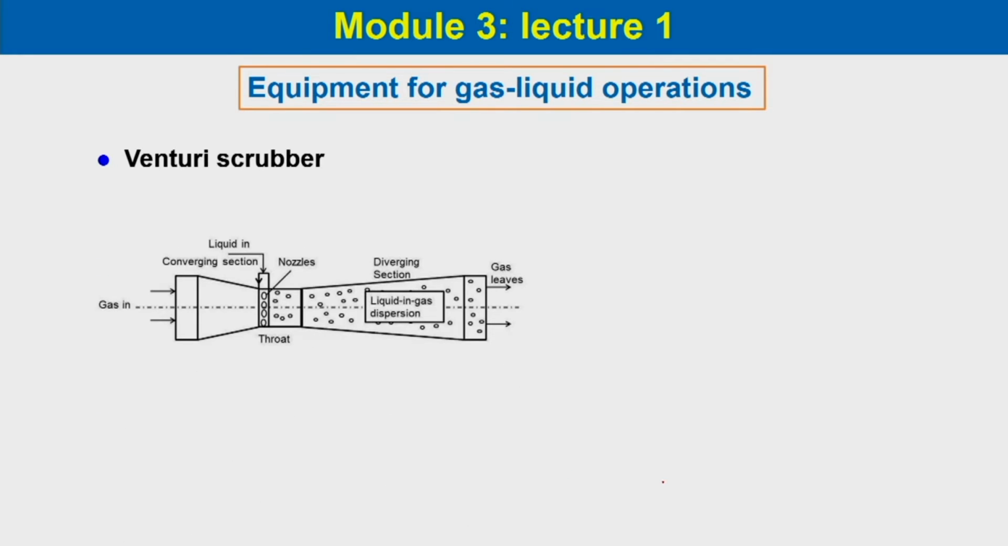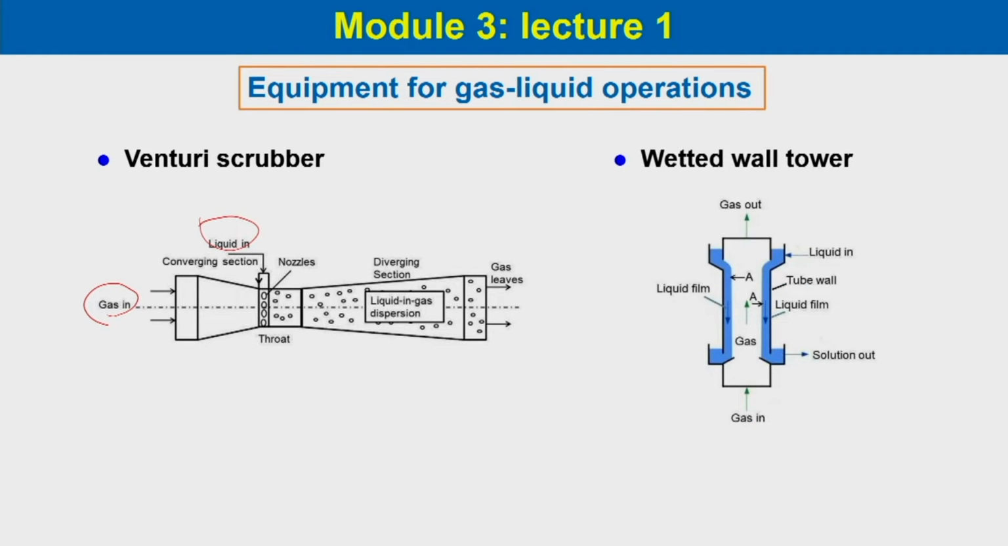The other equipment is the venturi scrubber. You can see there is a gas inlet and there is a converging section and then a diverging section, and the liquid enters at the converging section, which is called the throat. Then the gas liquid intimate contact happens after the nozzle in the diverging section, and then there is a separation after that. So, the venturi scrubber is one of them.